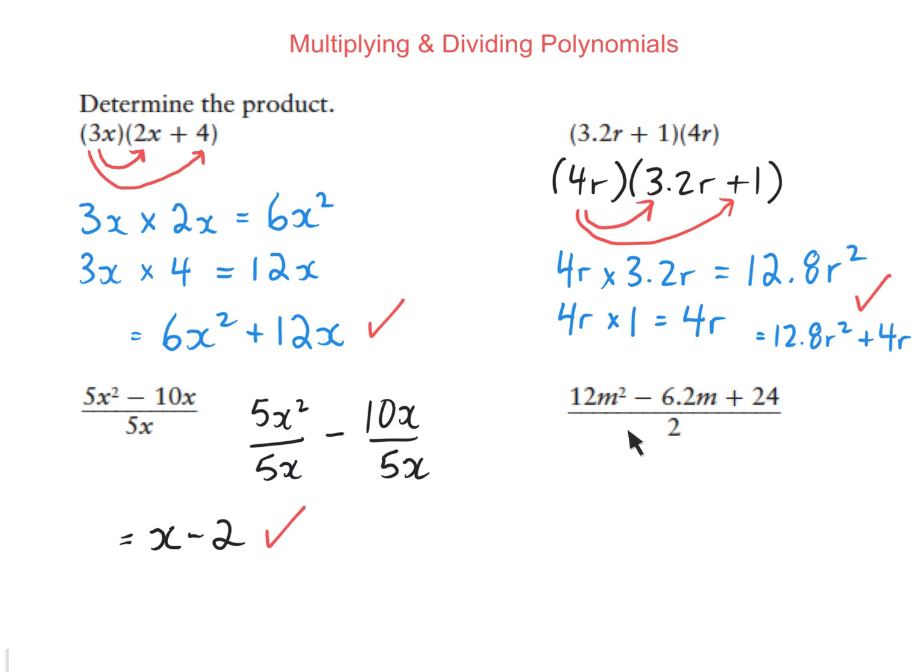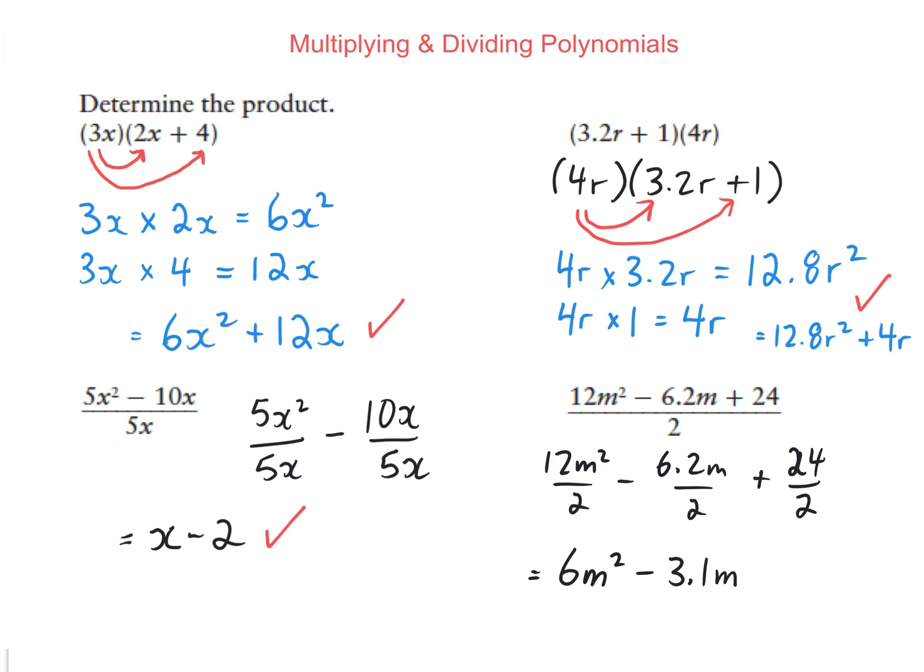Last one. All of these we're going to divide by 2. So if you'd like, and to keep things organized, just rewrite it. 12m squared over 2 minus 6.2m over 2 plus 24 over 2. And then just simplify each one. This is going to give us 6m squared because 12 divided by 2 is 6. This is going to give us 3.1m because 6.2 divided by 2 is 3.1. And plus 24 divided by 2 is 12.